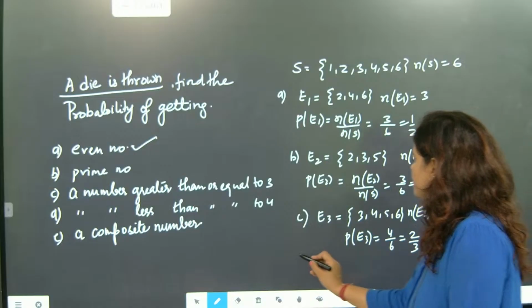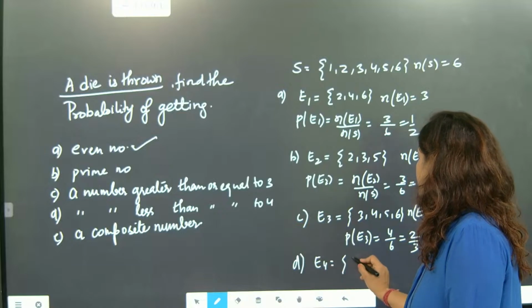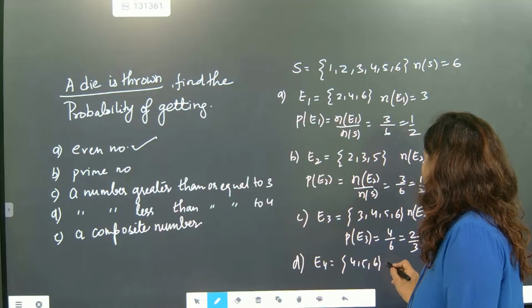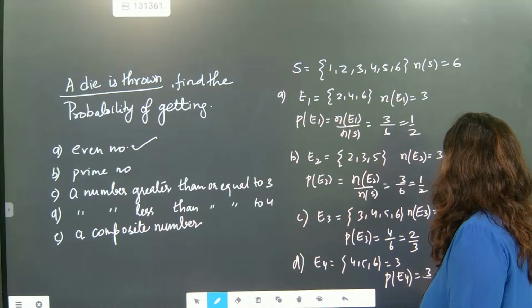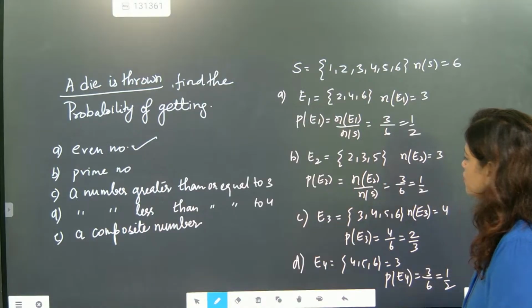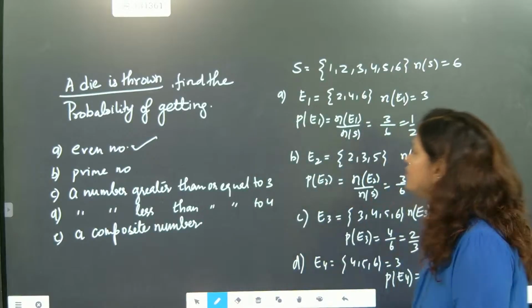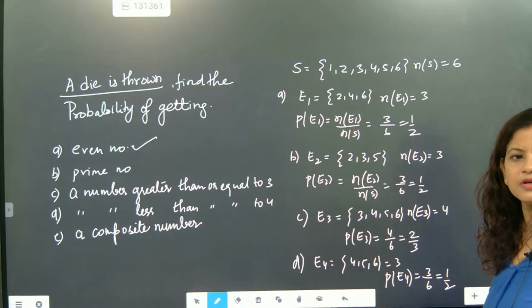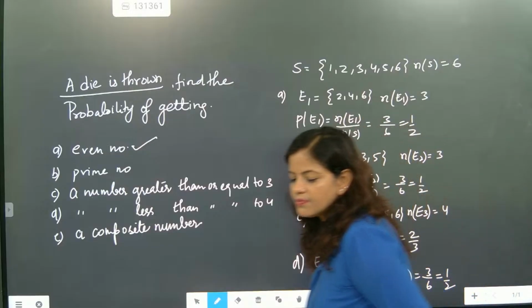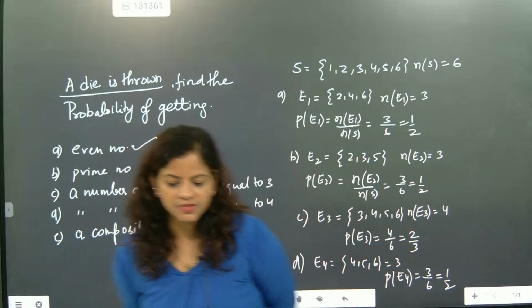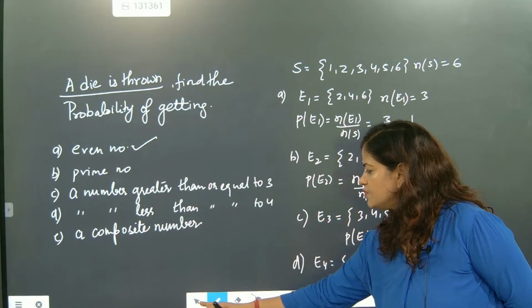Now fourth one, beta, event E4, a number less than or equal to 4. So the numbers are 1, 2, 3, 4. Probability of getting E4 is 4 by 6, that is 2 by 3. Super. Very good. Last one here. What is the answer? A composite number. Among them, which one is a composite number? Very good. Last answer has been given by Siddharth: 4 and 6 are composite numbers.